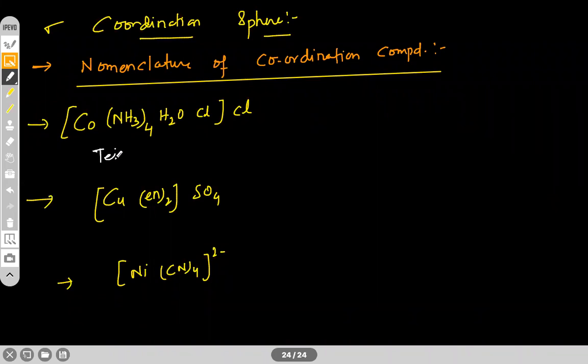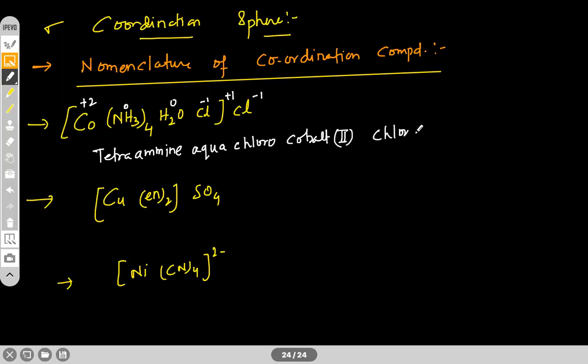So the name of this compound is tetraammine, tetra and A double M, not single M, tetraammine, then aqua for water, then chlorido, or you can write chloro, cobalt. What is the oxidation state of cobalt? The chloro is -1, so this one is +1, this is -1, this is 0, this is 0. So it is +2, cobalt(II), in the bracket the oxidation state, then chloride. Is it fine?